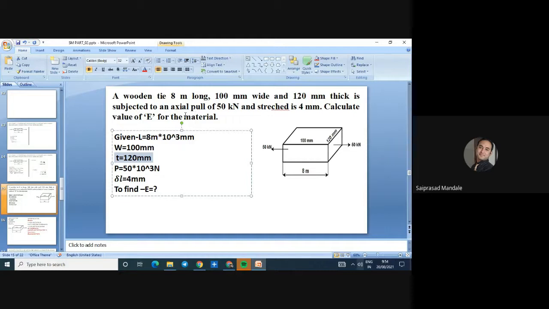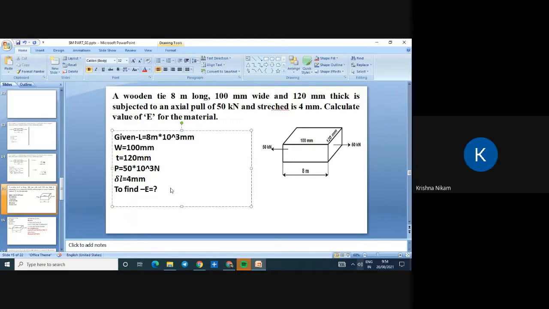Is subjected to an axial pull of 50 kilonewtons. So P is given to us. P is 50 kilonewtons. So it is 50 into 10 raised to 3 Newton. Stretch is 4 mm. Stretch means it is delta L. Stretch or elongation, it is 4 mm. Calculate value of E for the material. We have to identify the value of E. So can anybody tell me how to calculate the value of E?